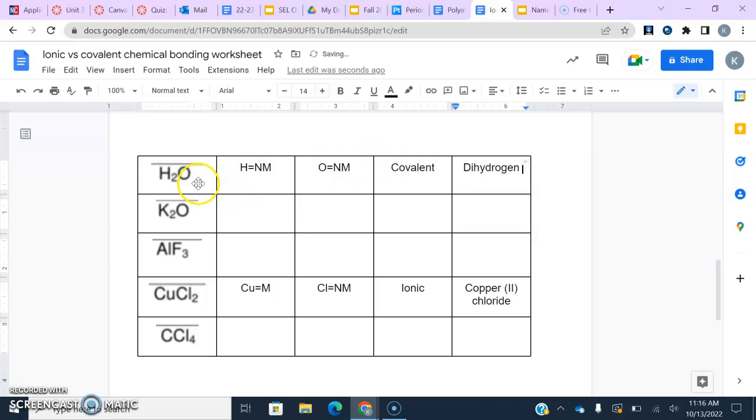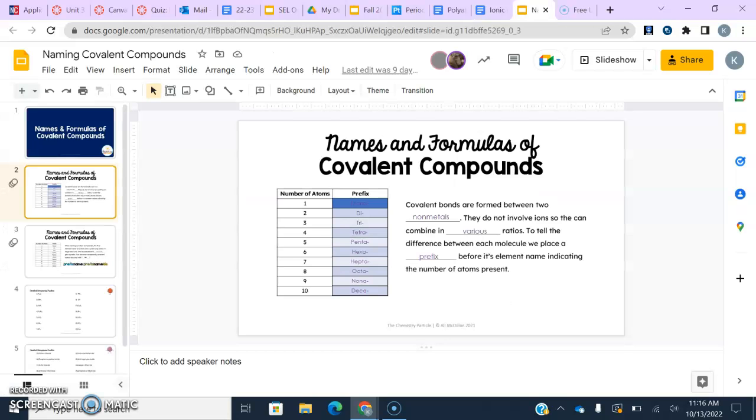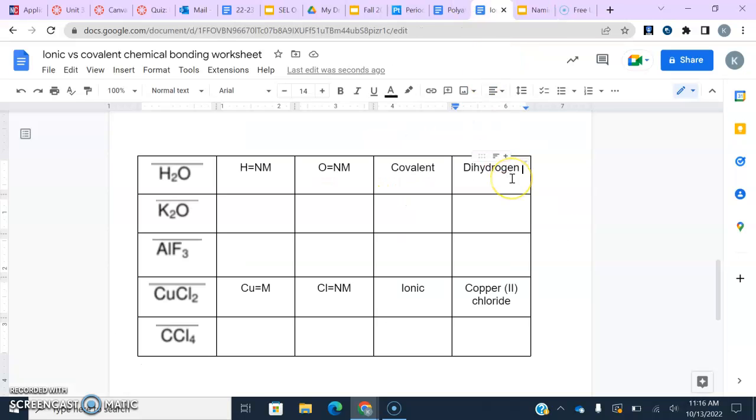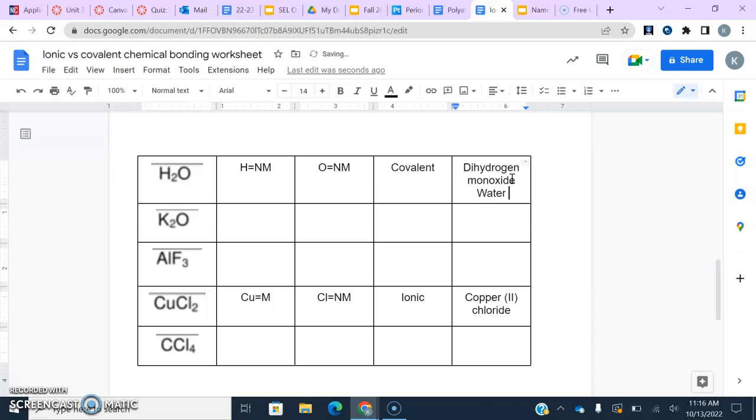And here we have 1 oxygen. And so here, because it is the second element, so not the first, but it's the second element, here 1 is mono. So this is going to be monoxide. So dihydrogen monoxide. And yes, I know that you know that the common name for this is water.